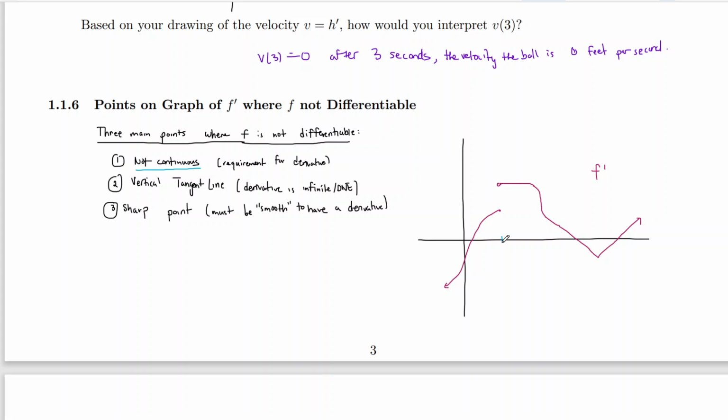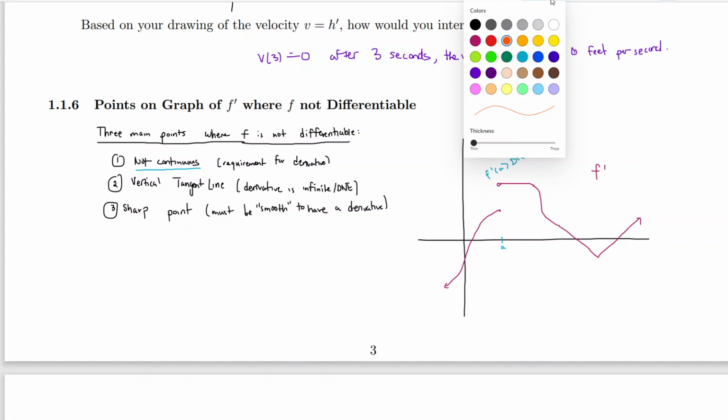Let's say this is x equals a right here. This is not continuous because there's a gap, it's a jump. We would say that f prime of a is DNE. And that's because the derivative does not exist because it's not continuous. It is a requirement for the derivative.